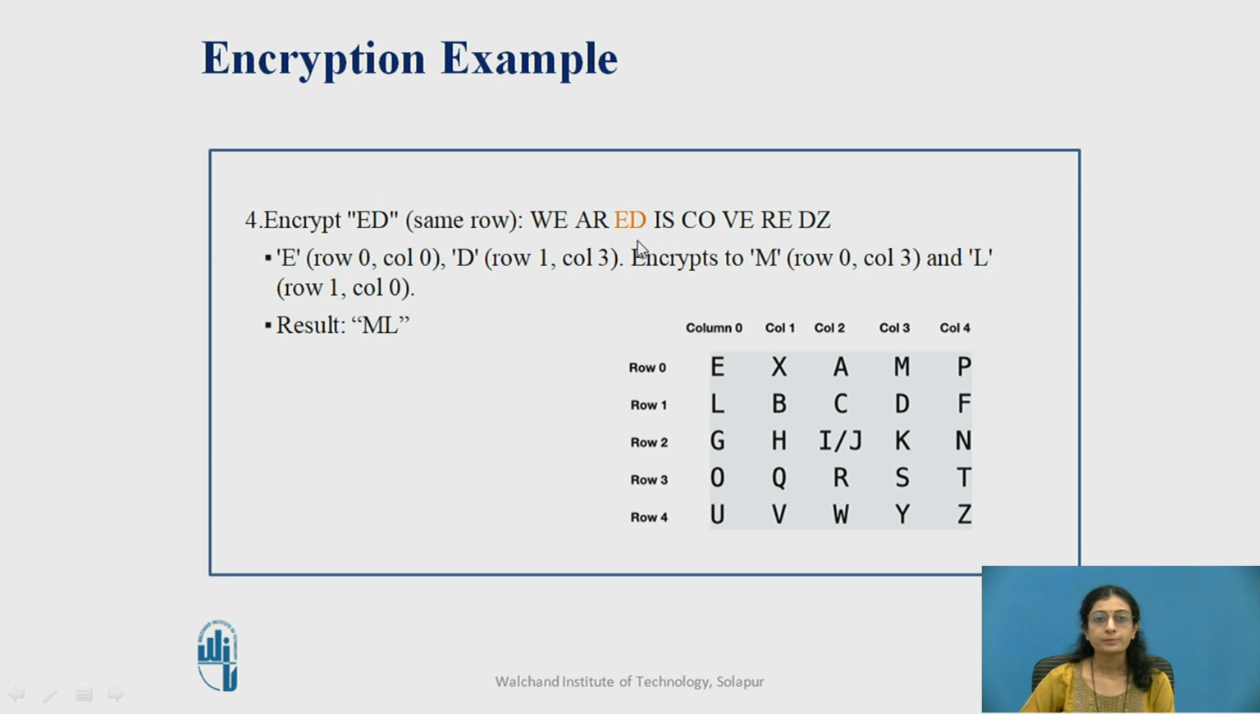Now let's move on to the third digraph, which has letters E and D. Let's locate them in the matrix first. E is in row 0, column 0, and D is row 1 and column 3. So they are not in the same row, not in the same column. So they form a rectangle, and we have to substitute them by the opposite corner of the same rectangle. So E will be replaced by M and D will be replaced by L. That's why the encryption for ED is ML.